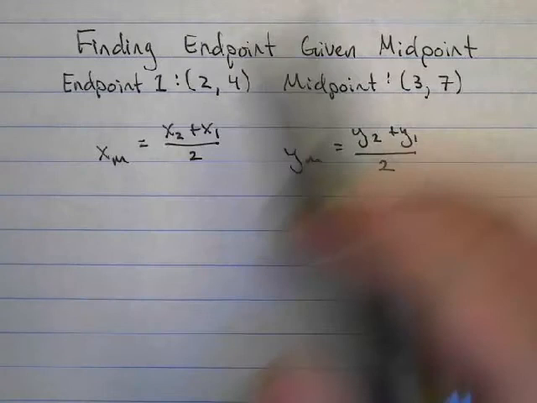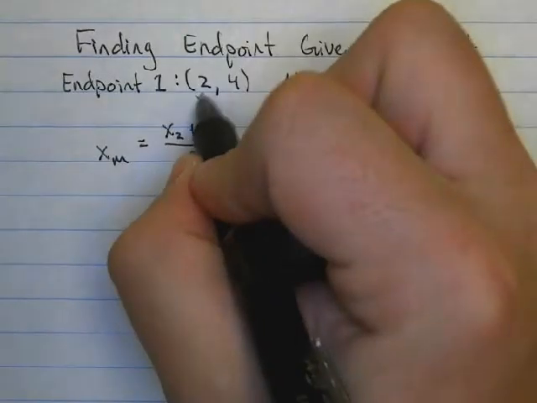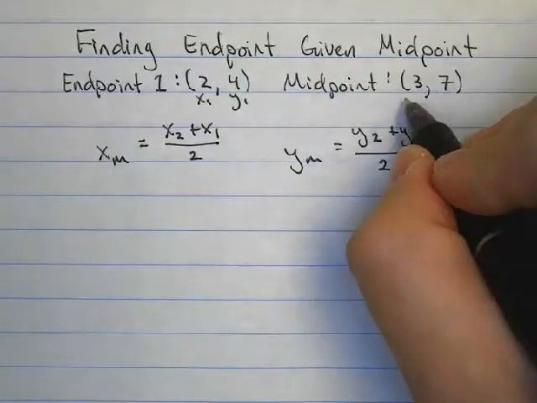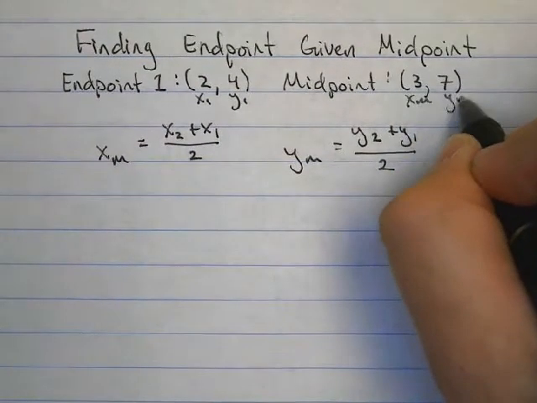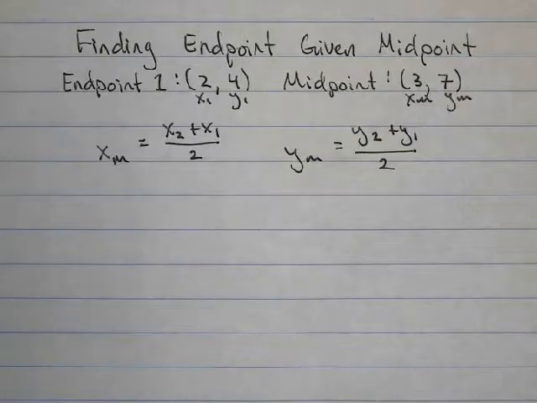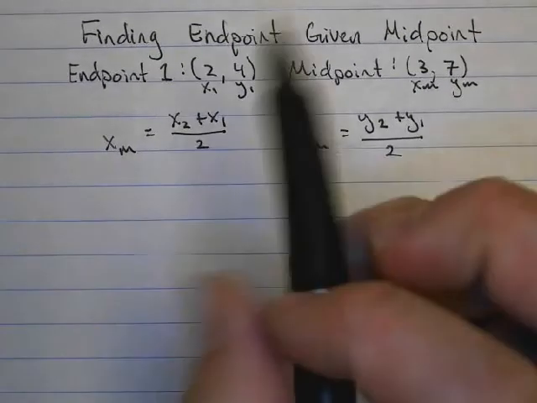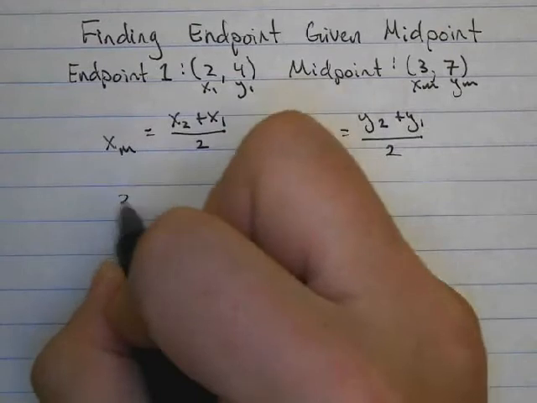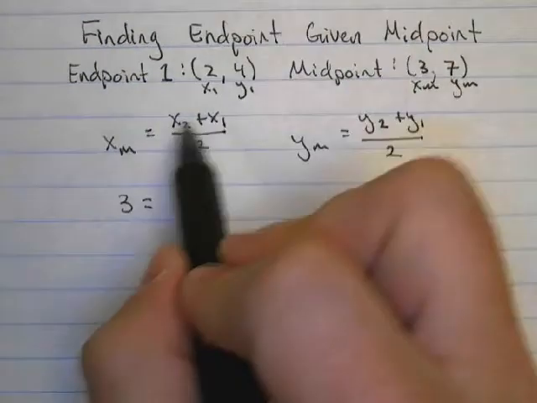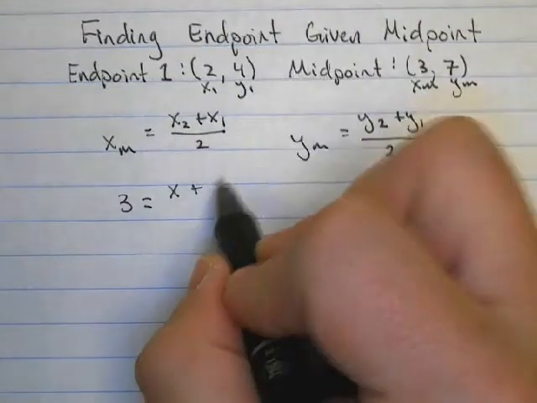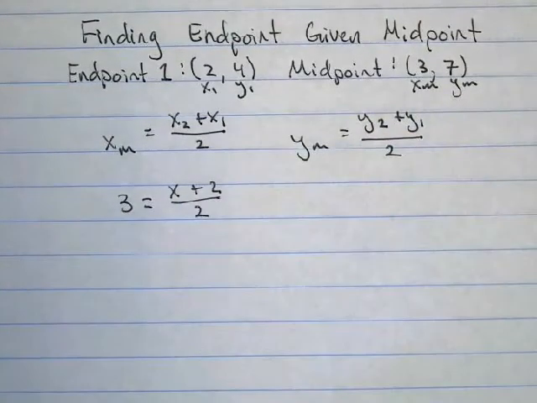So when I look at this, if this is my first endpoint, that's my x1 and y1. And if this is my midpoint, this would be my xm and my ym, m standing for midpoint. Now I can just plug in and solve. So my xm, 3, will be equal to x2, that's what I'm looking for, plus x1 is 2, and then we divide that by 2.